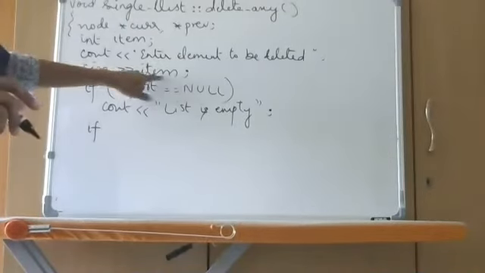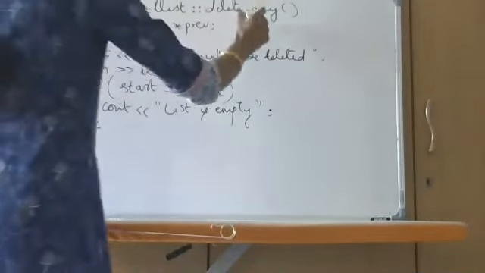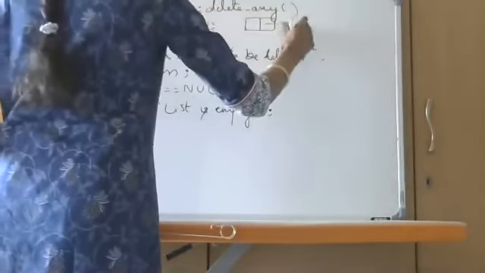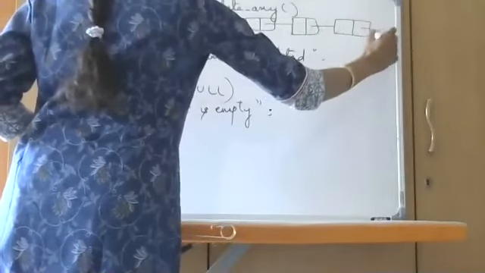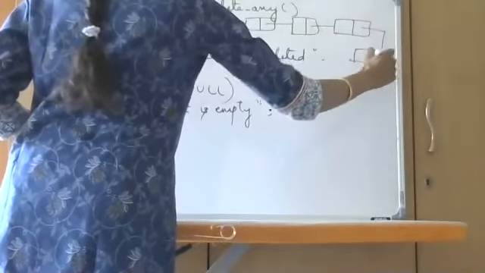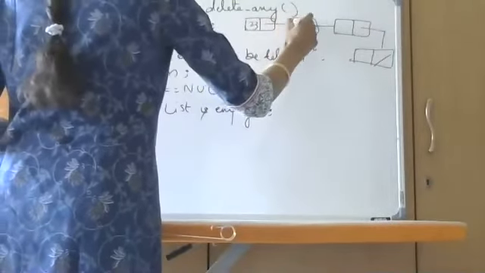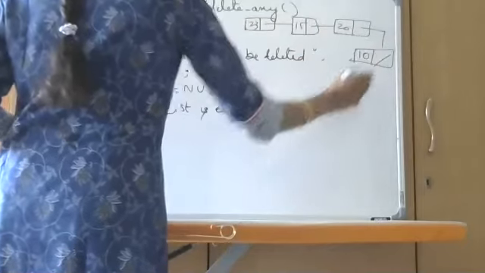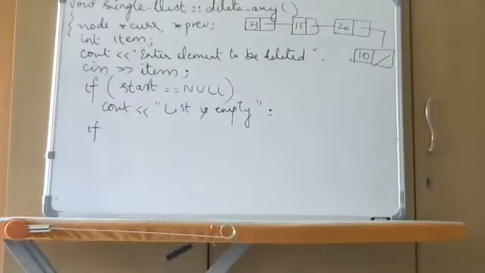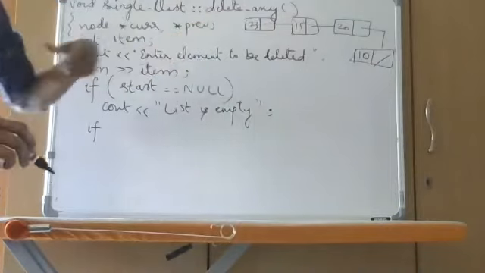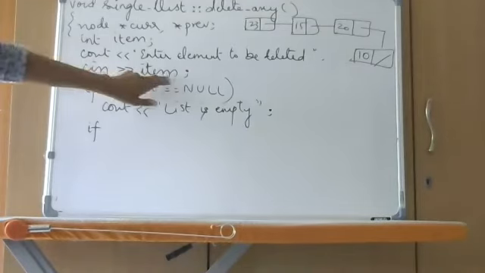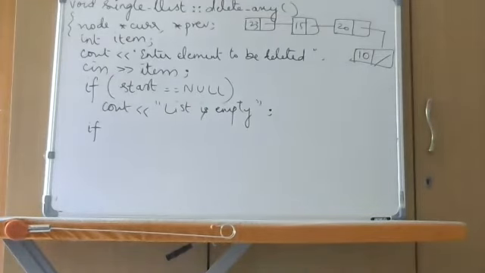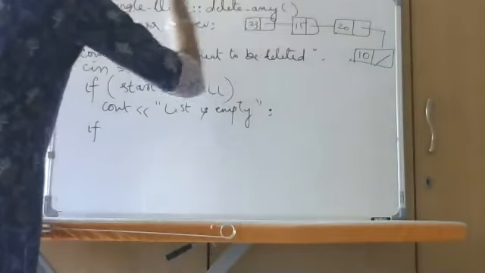See, when I have entered item, item can be anything. For example, let me take this linked list: 15, 20, 10. This is my linked list. I can enter any item which I want to delete. Either I can enter 23, 15, 20, 10, anything. Whatever I am entering as item, that has to be deleted. Now, I may have entered the first element.